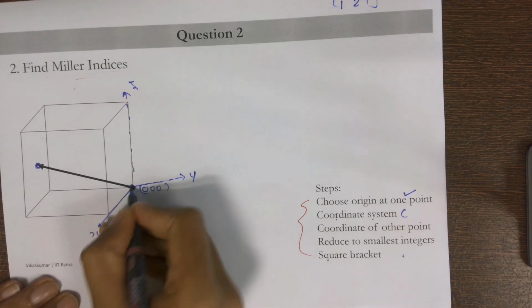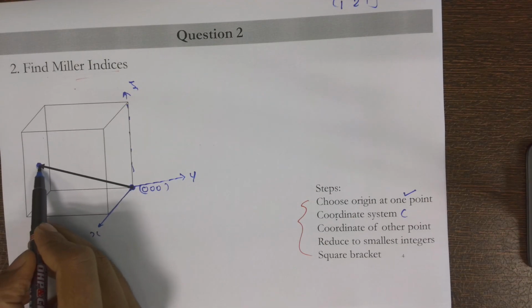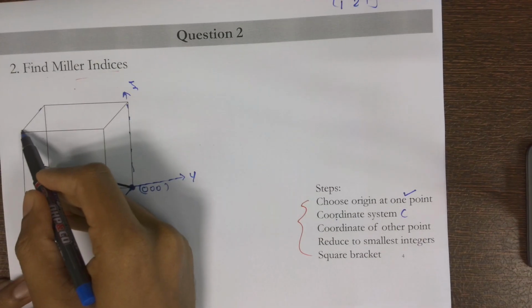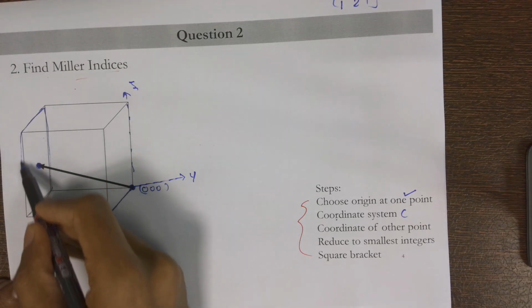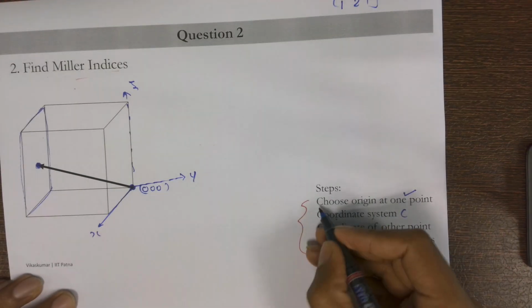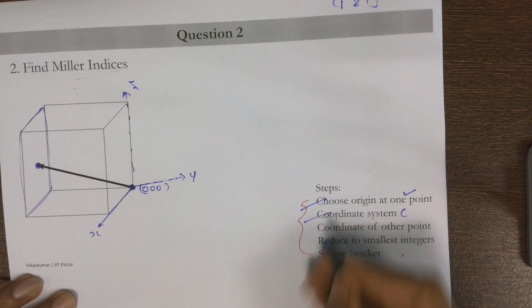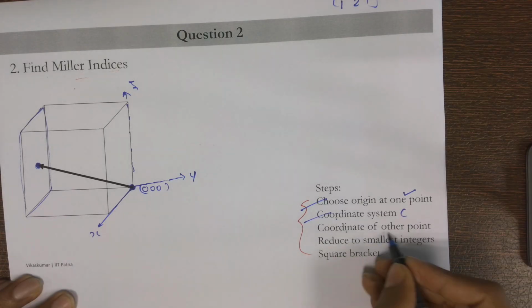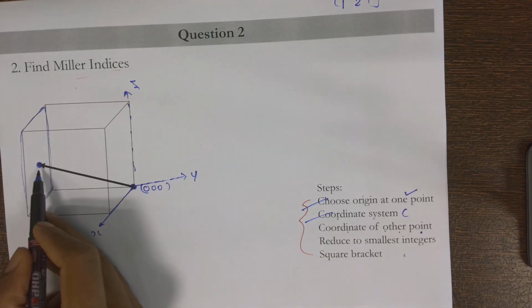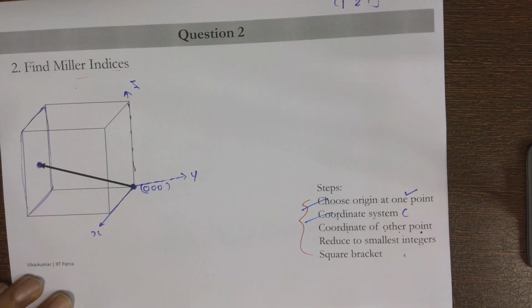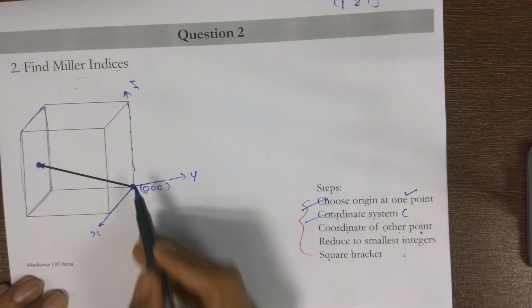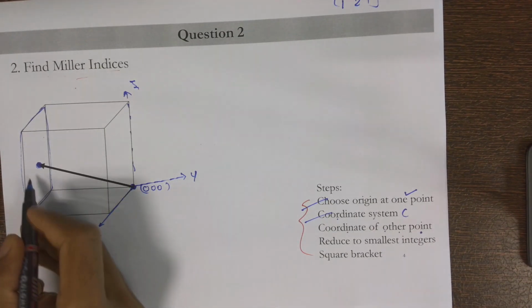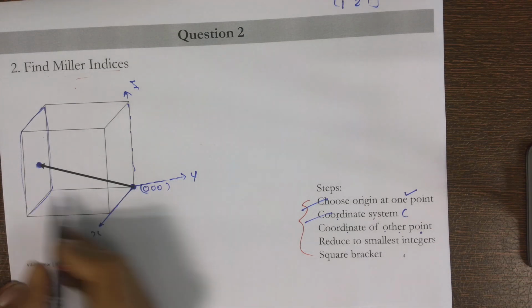Now from this point I have to go to this particular point. It is at the face center of this particular plane. See, we defined the origin, done. We chose the coordinate system. Now we have to find the coordinates of the other point, this particular point. So how can we do that? In the x direction, by how much do I have to go?